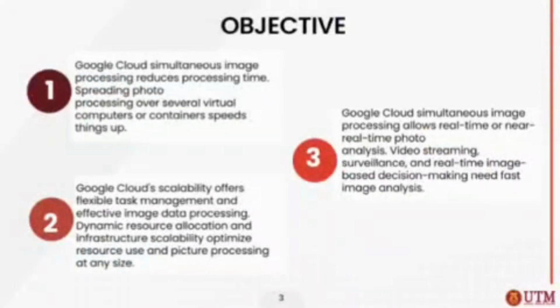These are the three objectives. The first one is Google Cloud simultaneous image processing to reduce processing time. The second one is Google Cloud scalability, which offers flexible task management and effective image data processing. The third one is Google Cloud simultaneous image processing, which allows real-time or near real-time photo analysis.